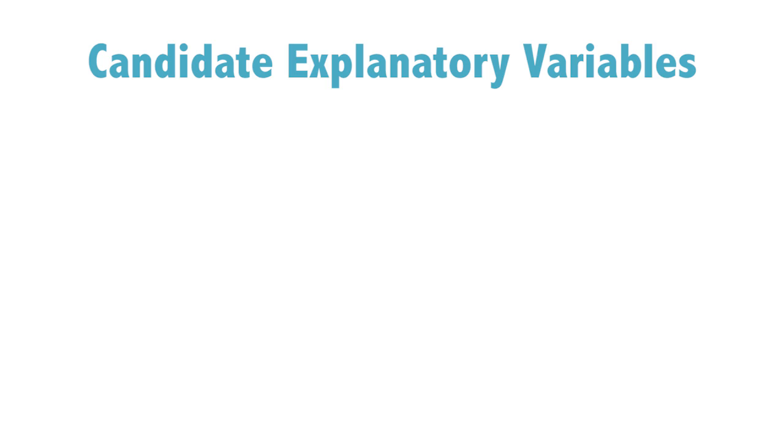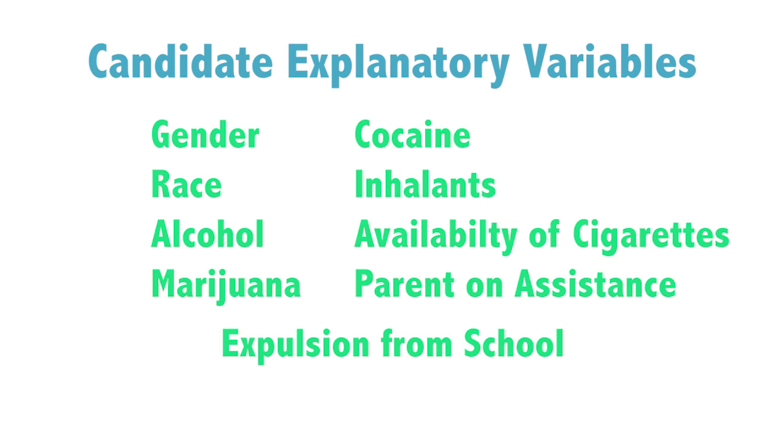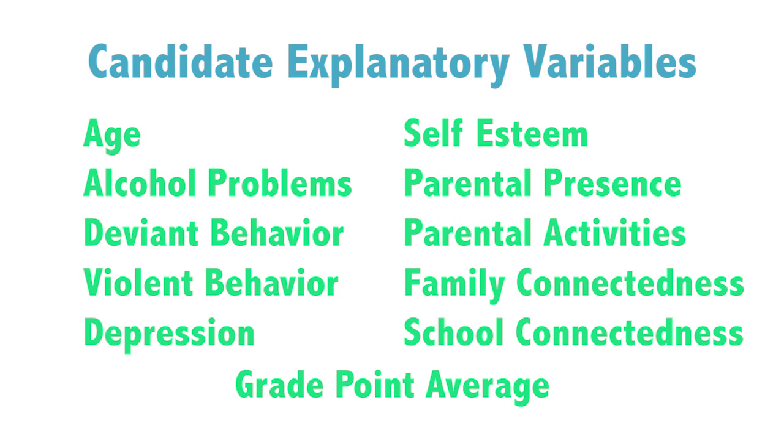The candidate explanatory variables include gender, race, alcohol, marijuana, cocaine, or inhalant use, availability of cigarettes in the home, whether or not either parent was on public assistance, any experience with being expelled from school, age, alcohol problems, deviance, violence, depression, self-esteem, parental presence, activities with parents, family and school connectedness, and grade point average.